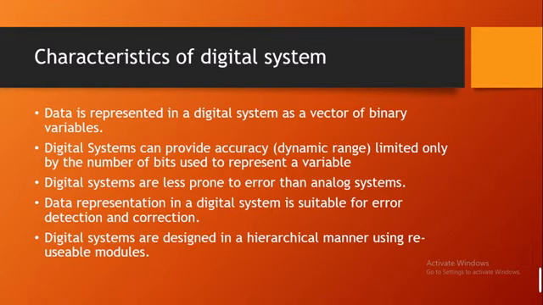Now data is represented in a digital system as a vector of binary variables. Digital systems can provide accuracy, that is dynamic range, limited only by the number of bits used to represent a variable. Digital systems are less prone to error than analog systems. Data representation in a digital system is suitable for error detection and correction. Digital systems are designed in a hierarchical manner using reusable modules. So all these are the characteristics of digital system.